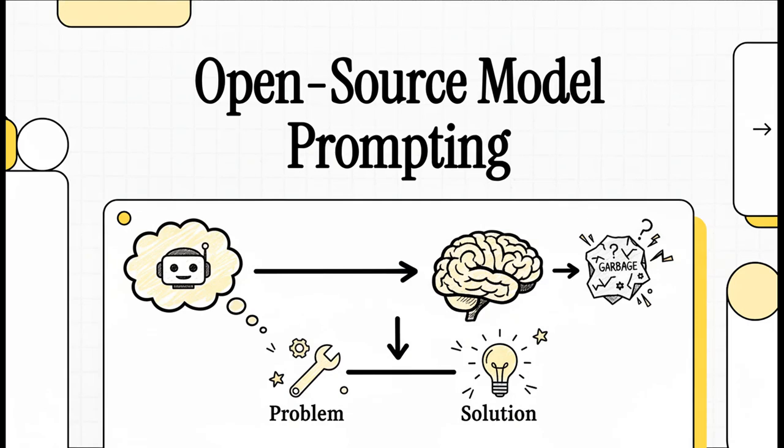All right, let's get right into it. Have you ever had that moment where you take a prompt that works perfectly in ChatGPT, you drop it into an open source model like Llama, and what you get back is, well, let's be honest, it's garbage? If that sounds familiar, you are in exactly the right place. We're going to solve that for you right now.